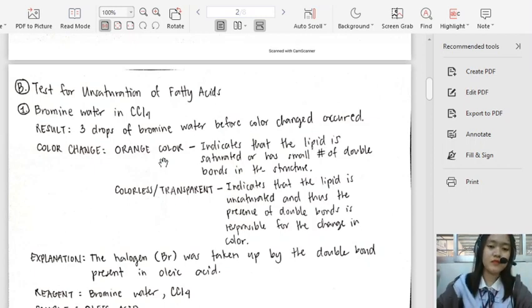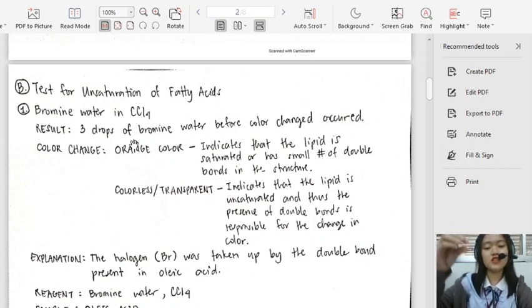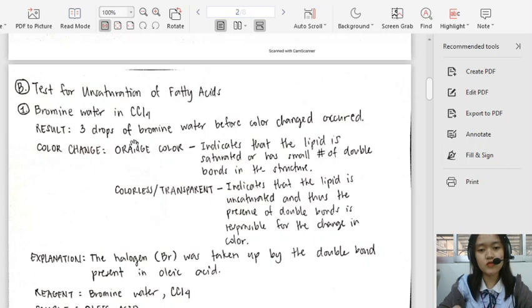Pagdating ng third drop, it turned into a color orange. Meaning, hindi na nag-change yung color ng bromine water to colorless or transparent. That means that all the double bonds found in your unsaturated fatty acid, oleic acid, have been bonded already na.